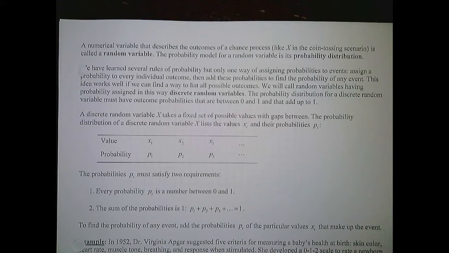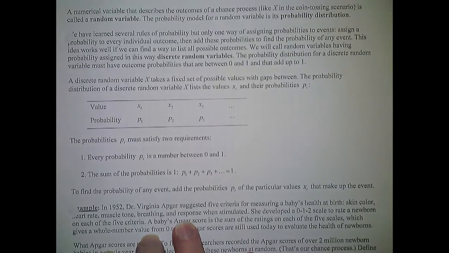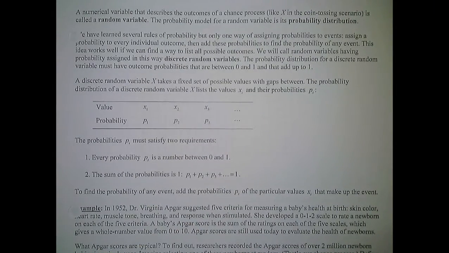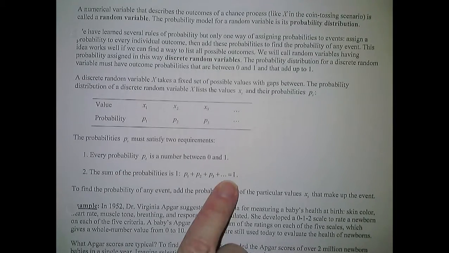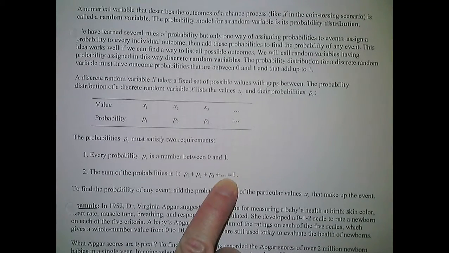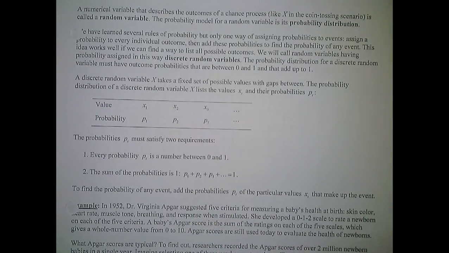The probabilities must satisfy two requirements. Like we stated before, each probability has to be between 0 and 1, and the sum of all of the probabilities in the set has to total to 1. To find the probability of any event, all we have to do is add the probabilities for those particular values that make up the event, like we did in the last example.